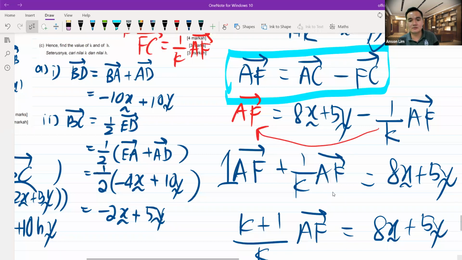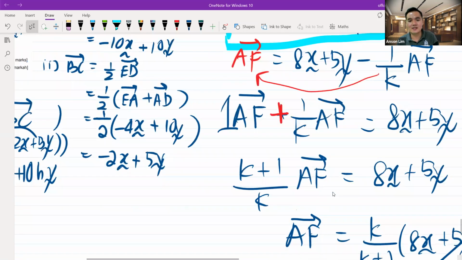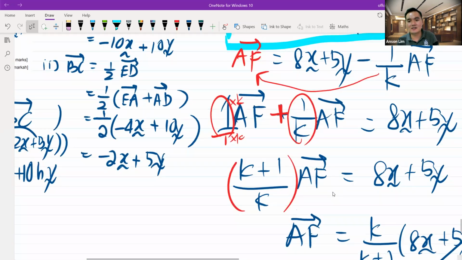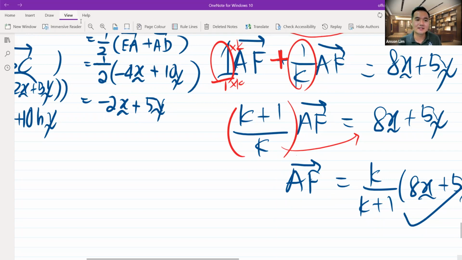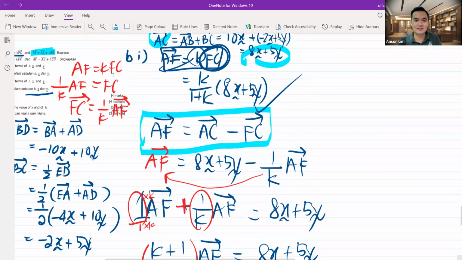You shift this to the left-hand side, it becomes plus. So 1 plus 1 over K, you know, right? 1 plus 1 over K, you get K plus 1 over K, combined into a fraction, that's over 1 times K. The left-hand side, copy only AS plus 5y. And then shift this there, it becomes upside down, K over K plus 1, and then times AS plus 5y. That's your answer.